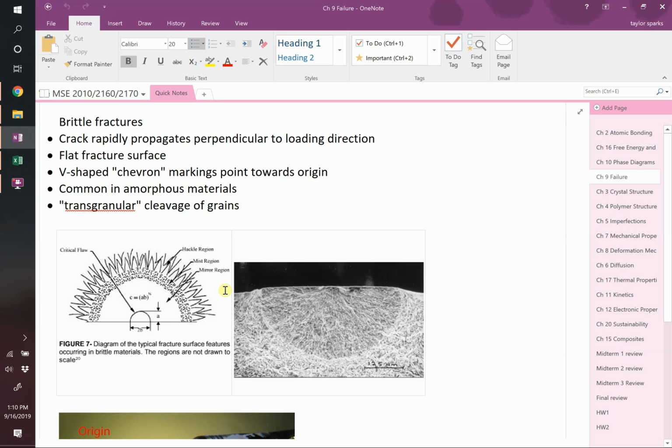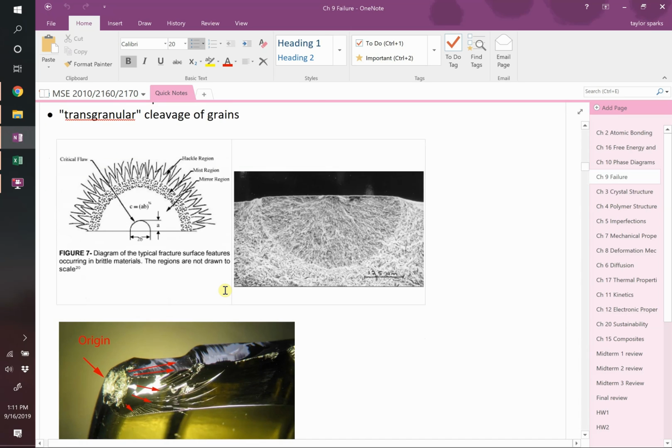You'll see a mist and hackle region. Sorry, mist and hackle. I mixed those two up. This is the mist region followed by a hackle. And this is kind of what we're looking at. See, that's our flaw. Very low. It's hard to see it in this image, but that's pretty much mirror here. And then there's sort of this extended out region. And if you go far enough out, you'll see all these big sort of cracks pointing towards the origin, right?